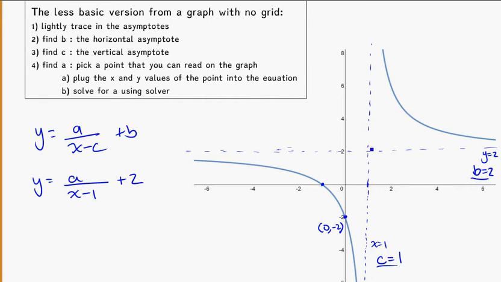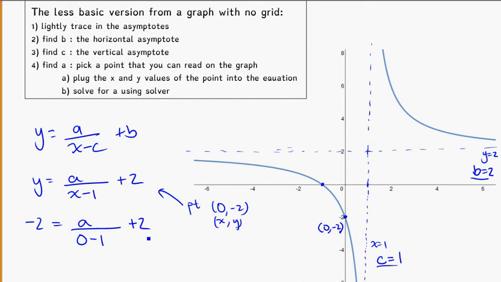Now, the reason I can't go with the other method of going from the cross, counting over 1, and then going up is that I can't really read very precisely on this graph what that value would be for a, so I need to just use the algebra to back it up. So I'm going to take that point of 0, negative 2, and plug it into the equation for x and y. Remember, it's always x first, then y. So I would say negative 2 is equal to a over 0 minus 1, plus 2.